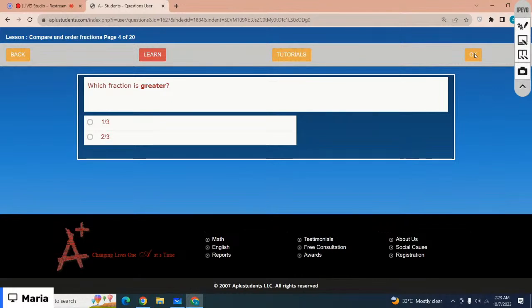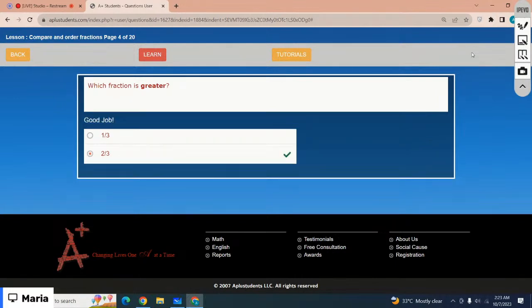Okay, the next one is which fraction is greater? 1 over 3, 2 over 3. Which is the correct option? Yes, the correct option is 2 over 3. 2 over 3 is greater than 1 over 3, right? Very good.